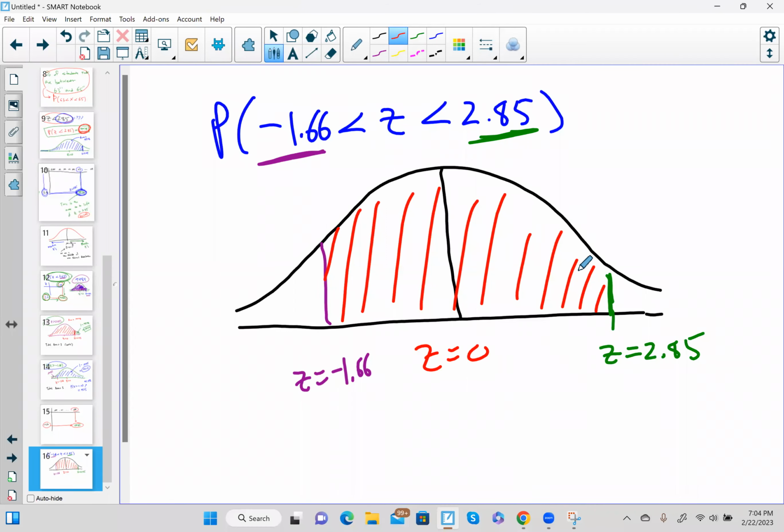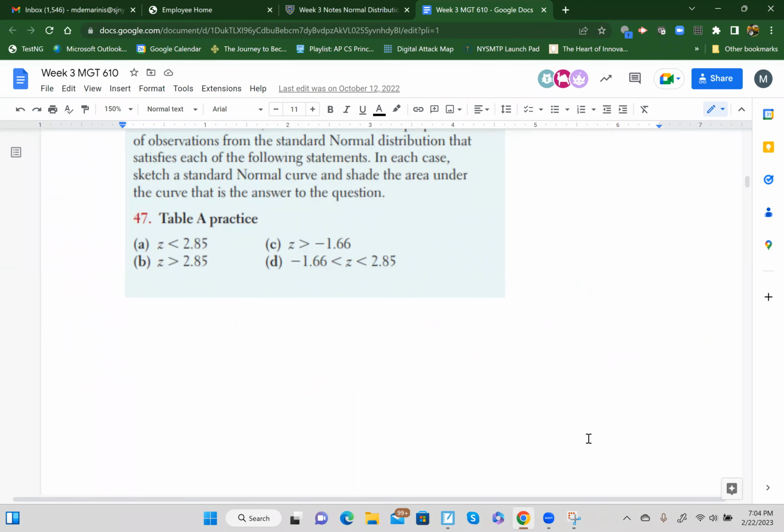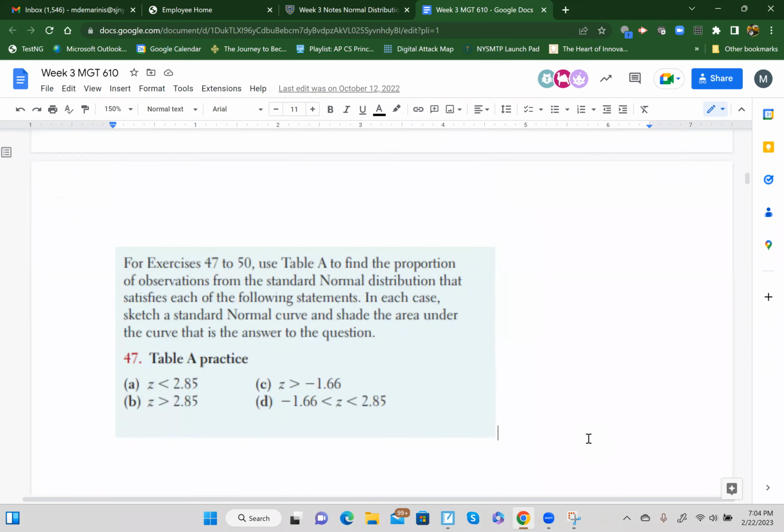Okay. So that's what they're asking for. Now we have a problem. Our chart does not do this. Our chart only gives us area to the left of z-scores. Area to the left of a given z-score. So, for example, let's consider the 2.85 right now. I'm going to go look up the area that the chart gives me. You might remember it from before, but let's just look it up again real quick.